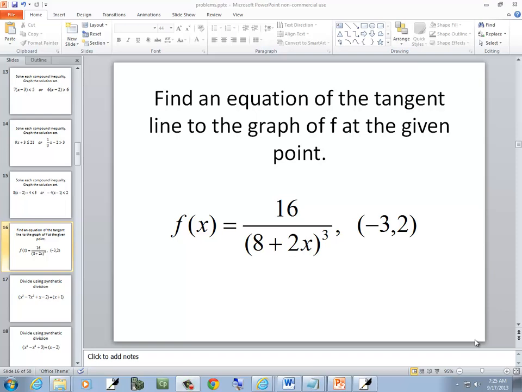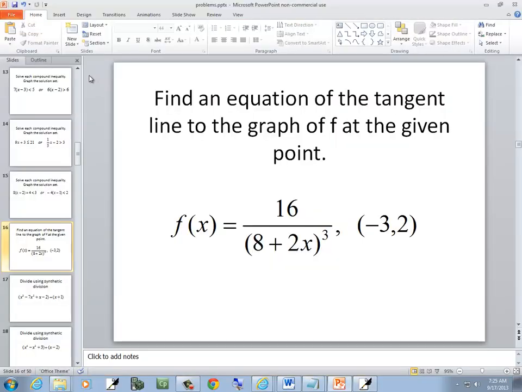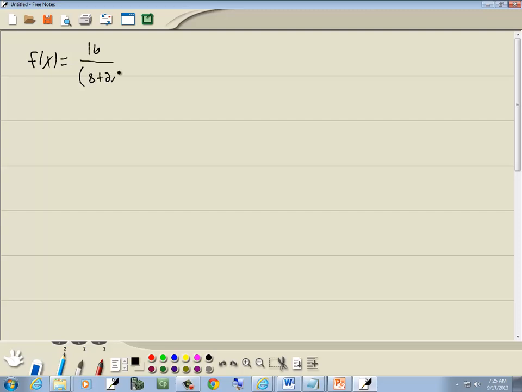In this problem, we want to find the equation of the tangent line of the graph f at the given point. So we got f of x is equal to 16 over (8 plus 2x) to the third power at negative 3, 2.